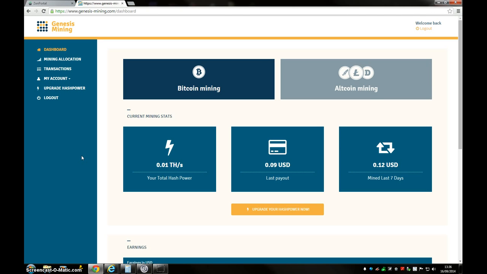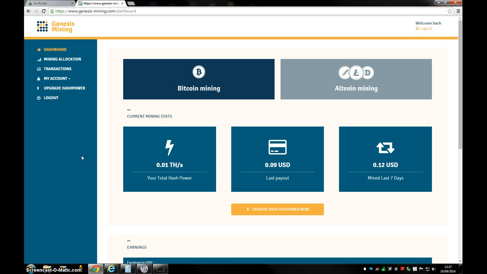Welcome to day 2 of my comparison between Genesis Mining and the GAW Miners Hashlet. The payments are in for today, for Genesis Mining and for the GAW Miners. So let's go straight now and look at the transactions for today.